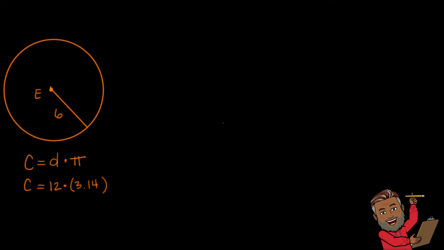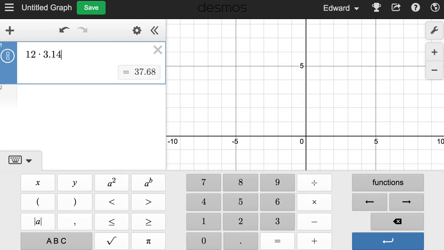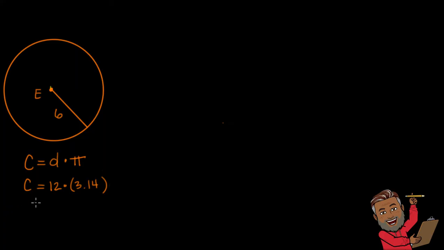We need to take out a calculator, so I'll bust out my Desmos. If you don't know where Desmos is, go to desmos.com and just say start graphing. I know it sounds weird to say start graphing because you're not going to be graphing, but that's the cool thing about Desmos: you can just type in what you want it to do. So I want it to multiply 12 times 3.14, using the star key for times. And what we come up with is 37.68. So we're going to write that down. Our circumference of this circle is 37.68. And that is what we talked about in the last video.